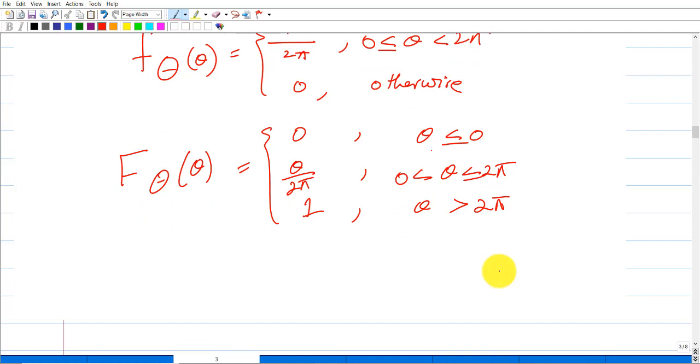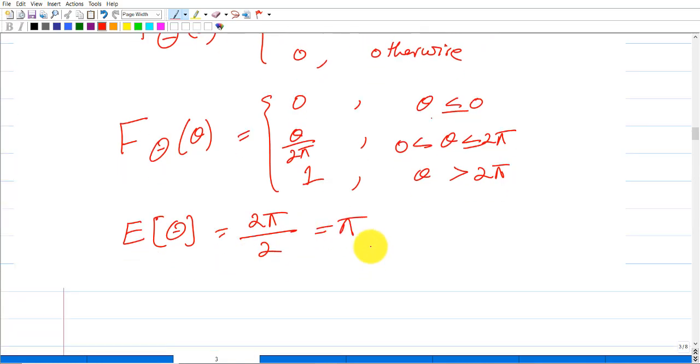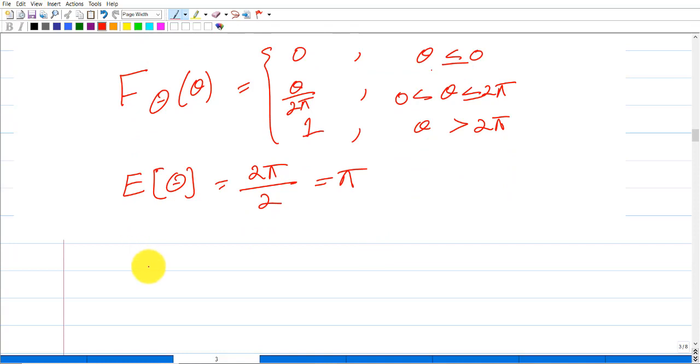Similarly, we can find the expected value of x, which is theta here. That is defined as (b plus a) over 2. So b is 2 pi, plus 0, divided by 2, which is pi. So this is the expected value, or the average value.